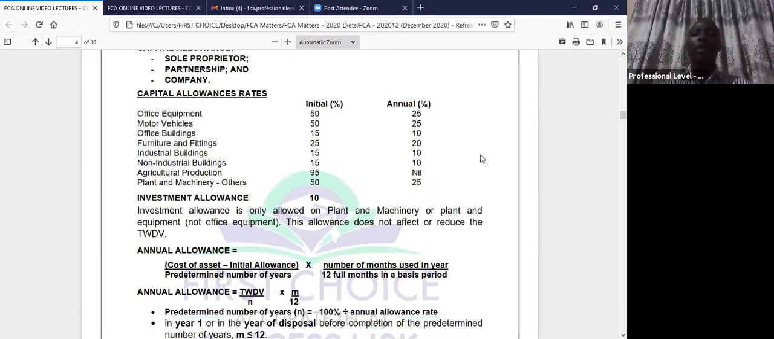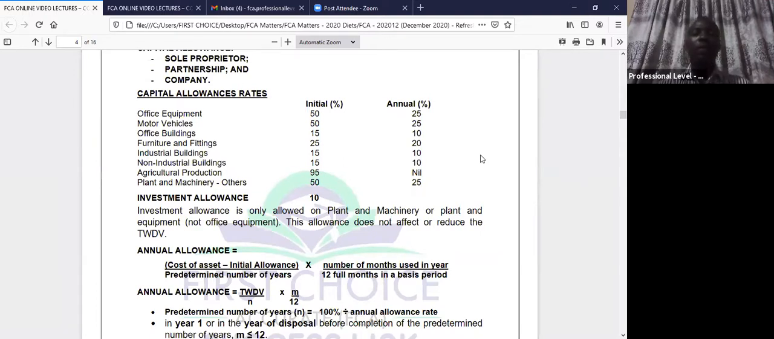So one characteristic is that initial allowances are claimed in the year the asset is first put into business use. Second thing is, it is not prorated. It means even if your accounting year ends December 31st every year, and you first put the asset into use on December 31st, it means you can claim the whole 50%. That is what it means.